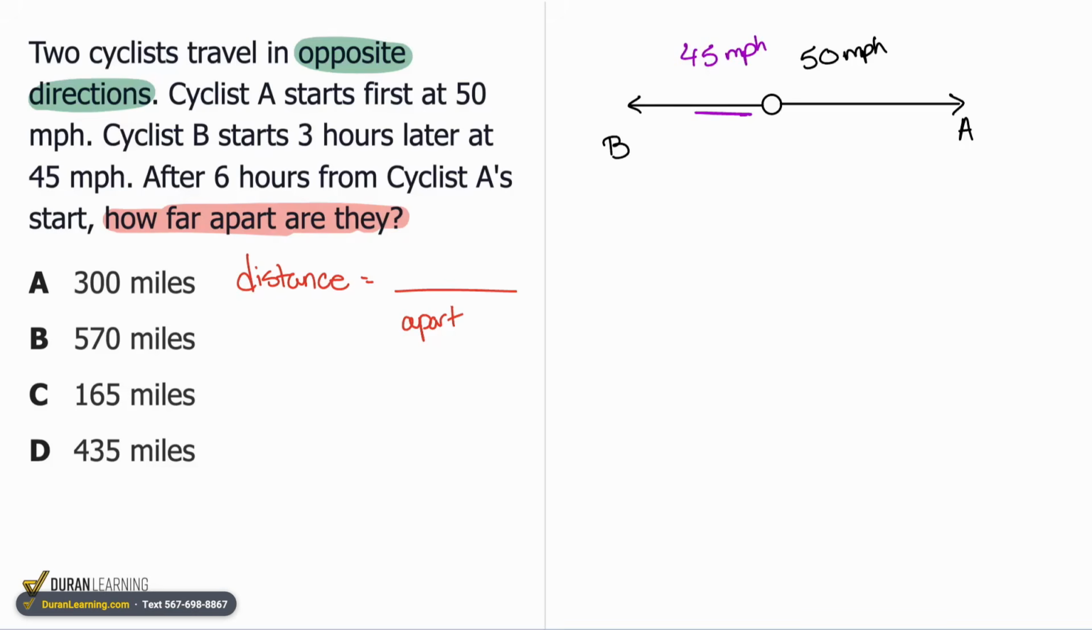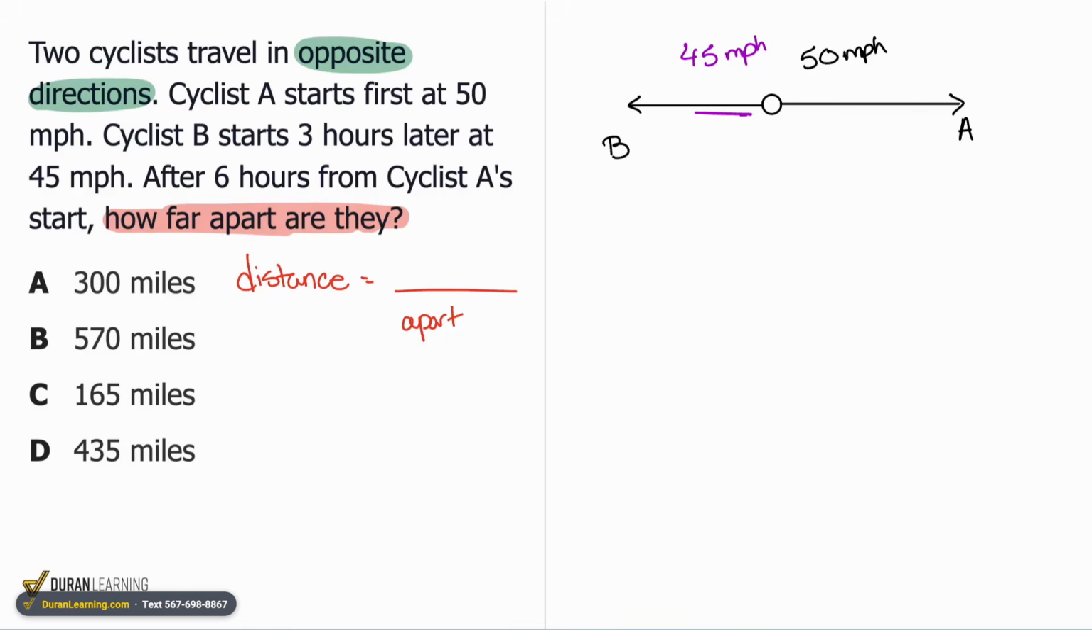So if we're trying to find out how far apart they are, I have the rates for each, but what I need to do is find the time for each, because I'm going to find the distance by doing rate times time for B, and the distance, which is rate times time for A, and once we have those, then we can add those distances. The only problem here, everybody, is making sure we perfectly understand what these hours here mean.